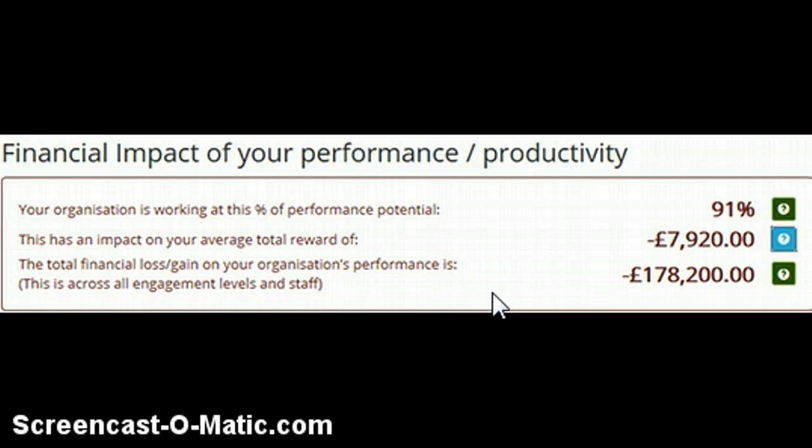So all the good work from the majority of guys who are in level 4 and 3, creating extra money for the business, these guys in 2 and 1 are actually losing you money. Hence the math of just under £8,000. So collectively across all engagement levels, based on 100 people, we're actually losing £178,000.